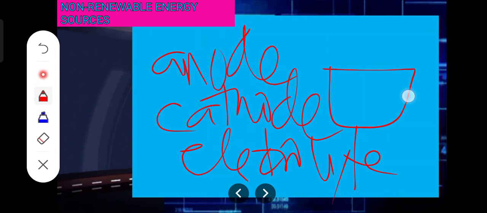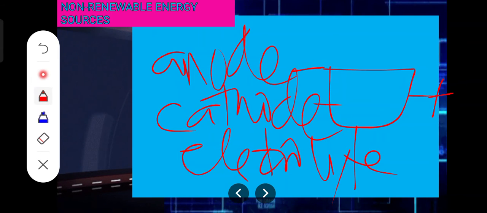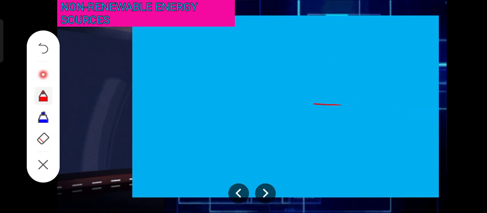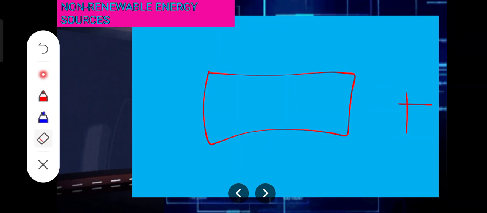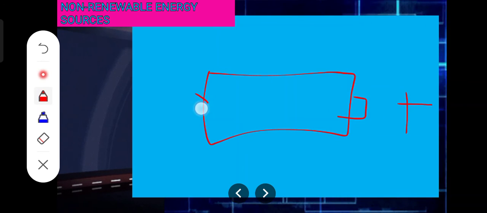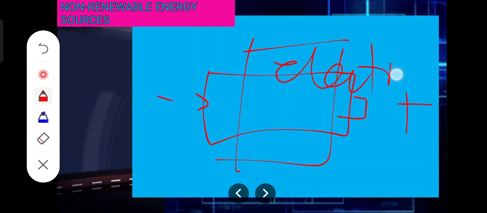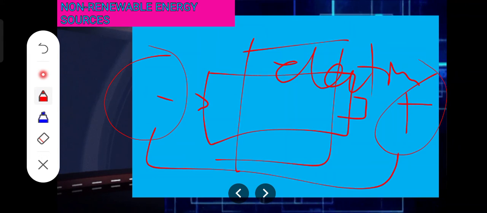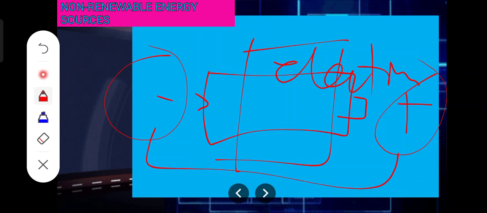So for example, this one is the battery. We have the positive, negative. We call these the electrodes, and the center of it is the electrolyte. Again, for example, this one is a battery. This one is positive. This one is negative, and the center of it, we call electrolyte. This one is cathode and this one is anode. The two we call electrodes. The center of it, we call electrolyte.